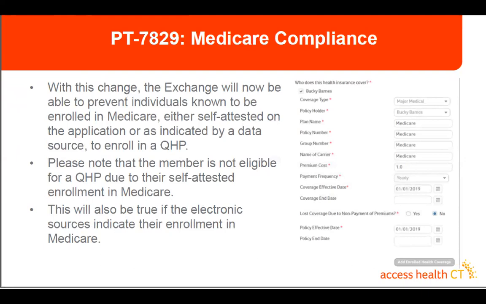Okay. This here really is mostly a behind the scenes change. We're going to be checking additional electronic sources to see if a consumer is currently enrolled in Medicare. If they are, they will not be able to enroll in a qualified health plan. This is a little different because in the past, it prevented some people from receiving APTCs, but didn't prevent enrollment in a qualified health plan. Now, if the electronic data source is able to pick up that they are in fact enrolled in Medicare, they should not be able to enroll in a qualified health plan through the exchange.